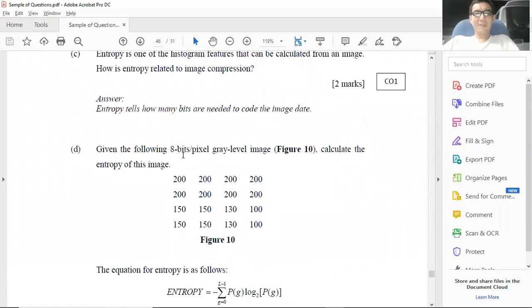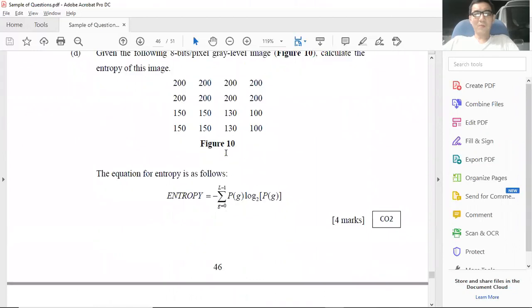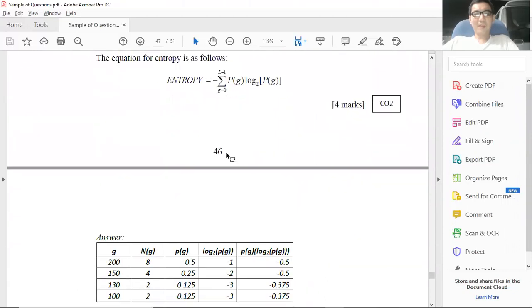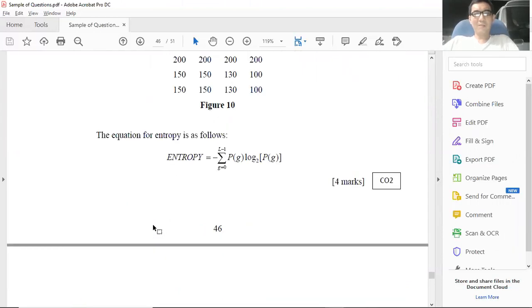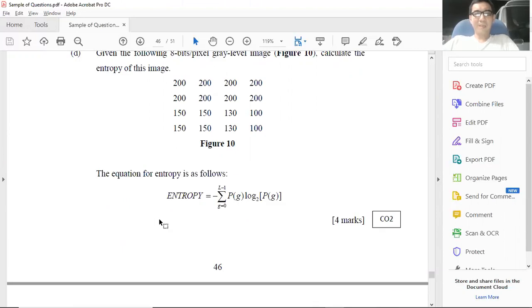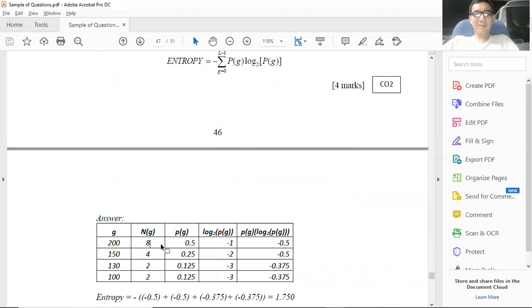Okay, so we will usually be given an image. So you have to calculate the entropy. So you have to come up with their histogram. So you're going to calculate for each gray level how many pixels there are. So in this case, for 200, there are 8 of them, and so on. So you can divide by the total, then you get their probability.